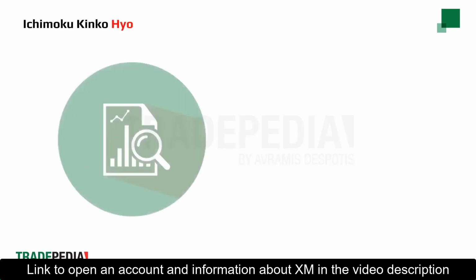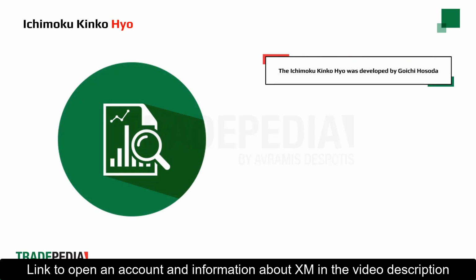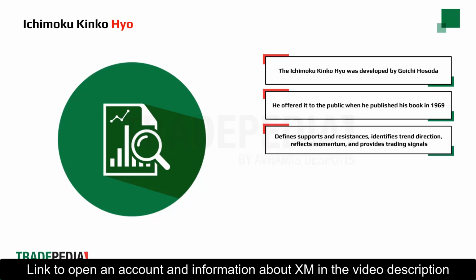The Ichimoku kinko was developed by Goichi Hosoda, a Japanese journalist writing under the name Ichimoku Sanjen. He developed this charting technique before World War II and offered it to the public when he published his book in 1969. It is a versatile indicator that defines supports and resistances, identifies trend direction, reflects momentum, and provides trading signals.